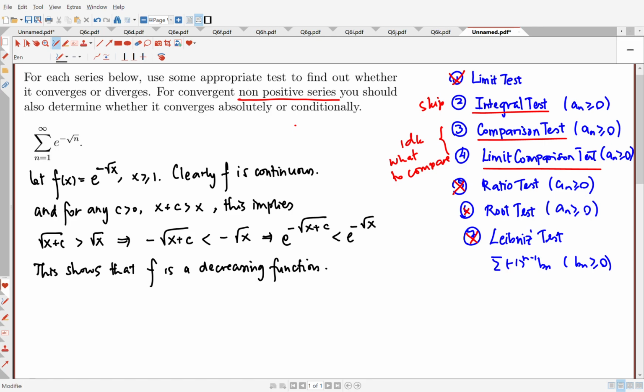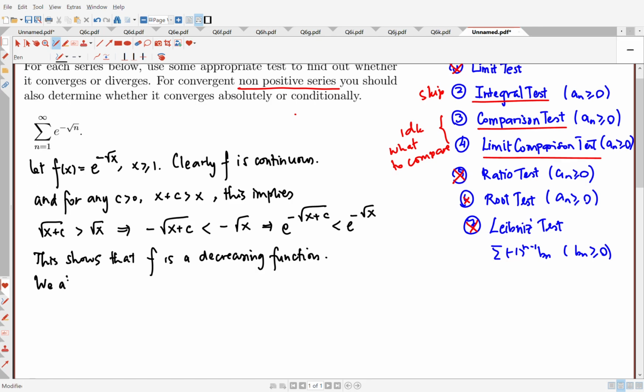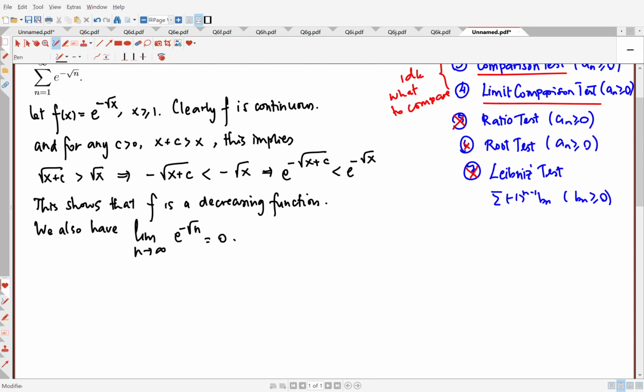Okay. We also have the limit as n tends to infinity of e to the power of minus square root n is equal to 0. This is very clear. So we can apply the integral test. So we have limit t tends to infinity of the integral from 1 to t of e to the power of minus square root x dx.